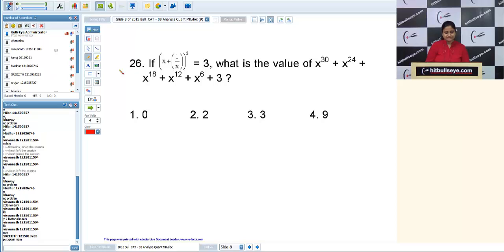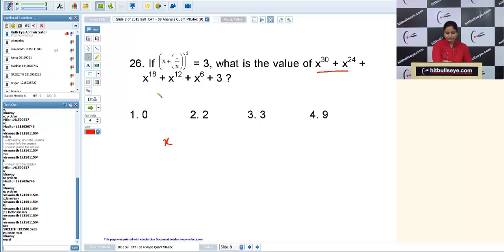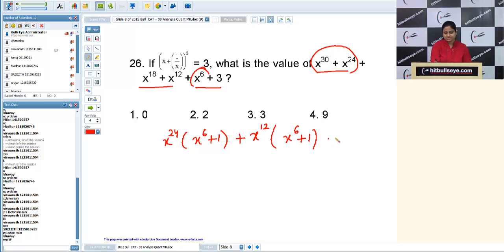Yes, question number 26. I don't have any shortcut for this. See, you can pair these terms. You can see x raised to power 6 here. If I take x raised to power 24 out, it will be x raised to power 6 plus 1. If I take x raised to power 12 out, it will be x raised to power 6 plus 1. Similarly, we can make it x raised to power 6 plus 1 plus 2. So we have to find a relation which contains x raised to power 6 plus 1 to crack this sum.